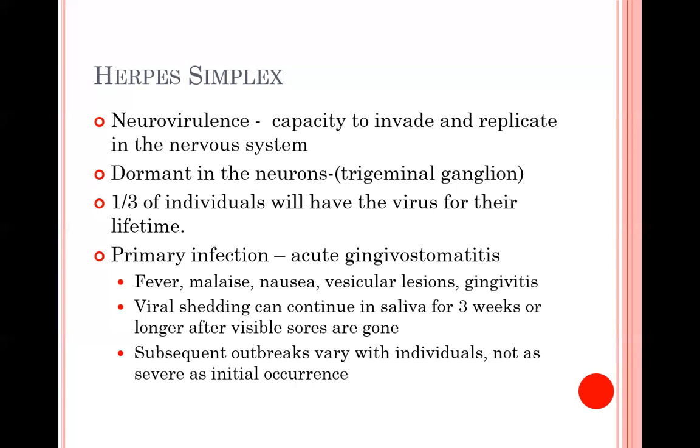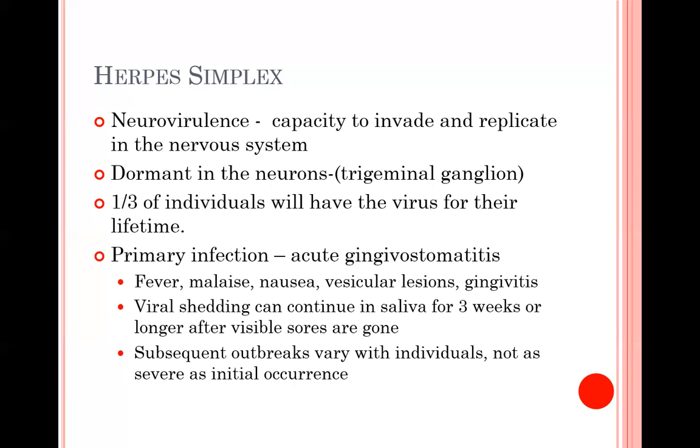So acute gingivostomatitis, that will come on strong. People will have fever. They might have malaise, nausea, vomiting. They'll have those little vascular lesions and really acute, angry gingivitis throughout their mouth. And then that lasts for a period, and then it might calm down after 10 to 14 days or so. Viral shedding, though, can continue in saliva for 3 weeks or longer after the visible sores are gone.